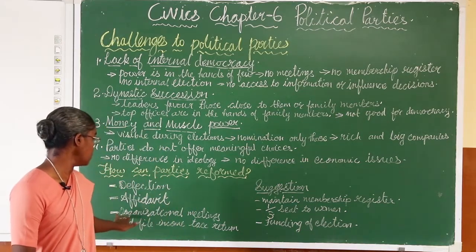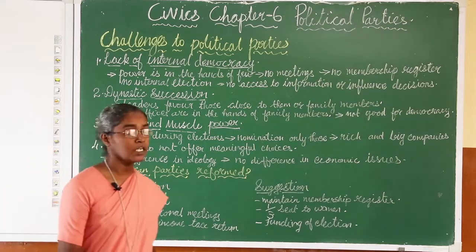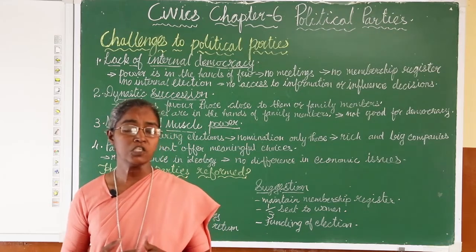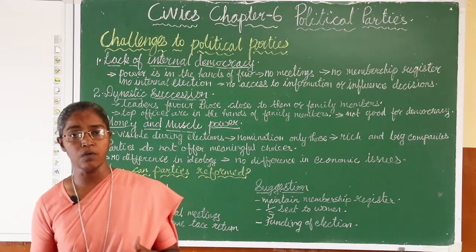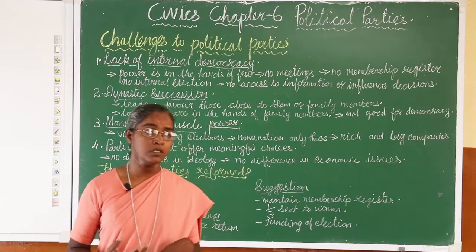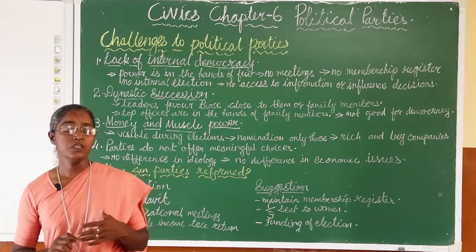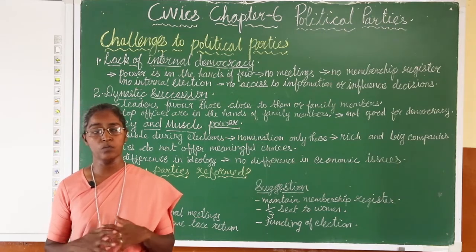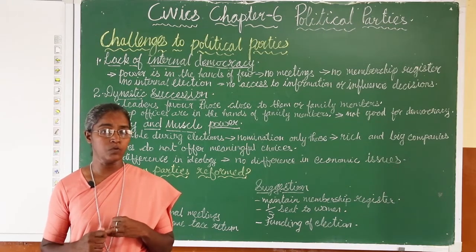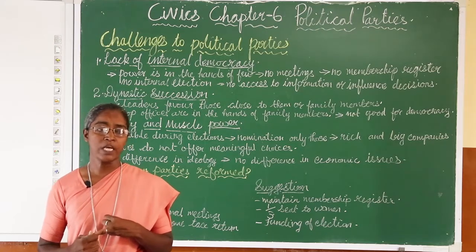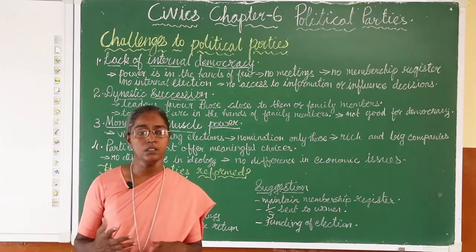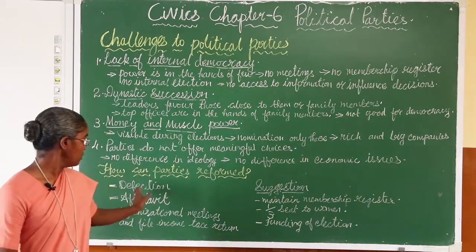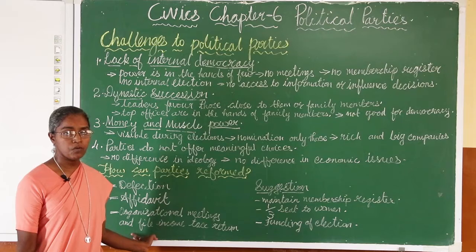And third one is organizational meetings and filing income tax return. Now, the Election Commission has put a condition that any candidates who are filing for the nomination to fight the election have to first have the organizational meeting within their party itself. They should have regular meetings. And the second condition is that they should file income tax return. Then only they will be given the ticket for the party nomination to fight the election. These are the three things for reforming the party.